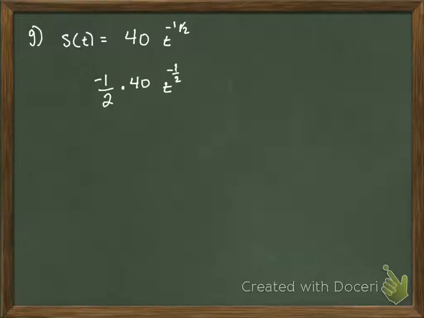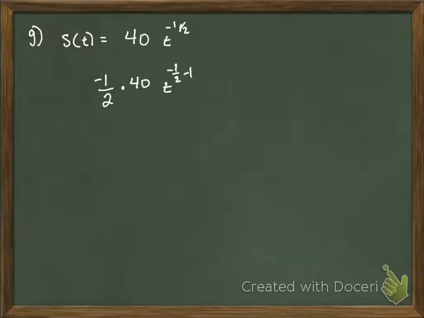Let's talk about G. So S of t equals, do y'all agree with this? This is t to the negative 1/2 power. Okay? So now let's use our power rule. So if I bring negative 1/2 down, multiply by 40, t to the negative 1/2 minus 1.